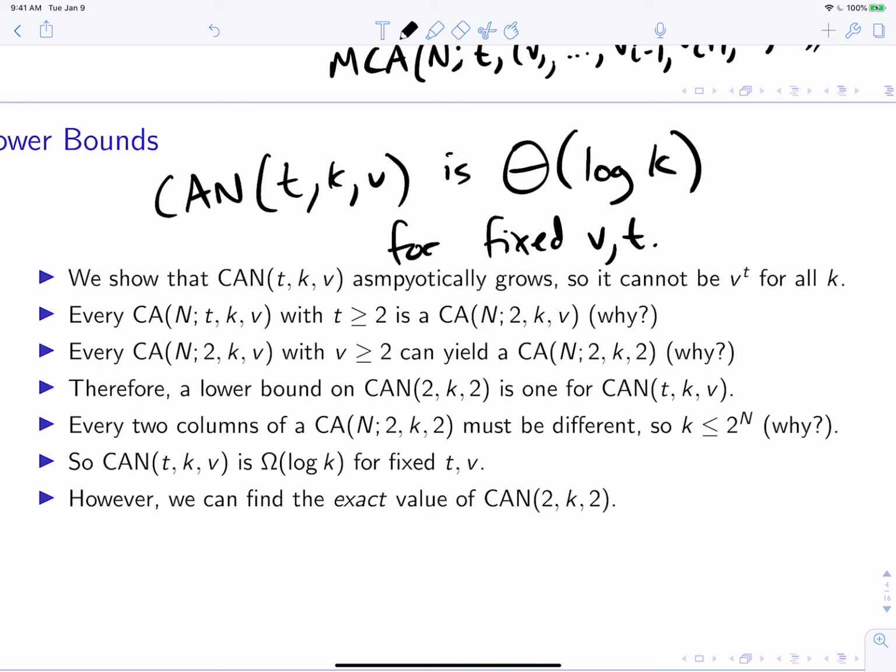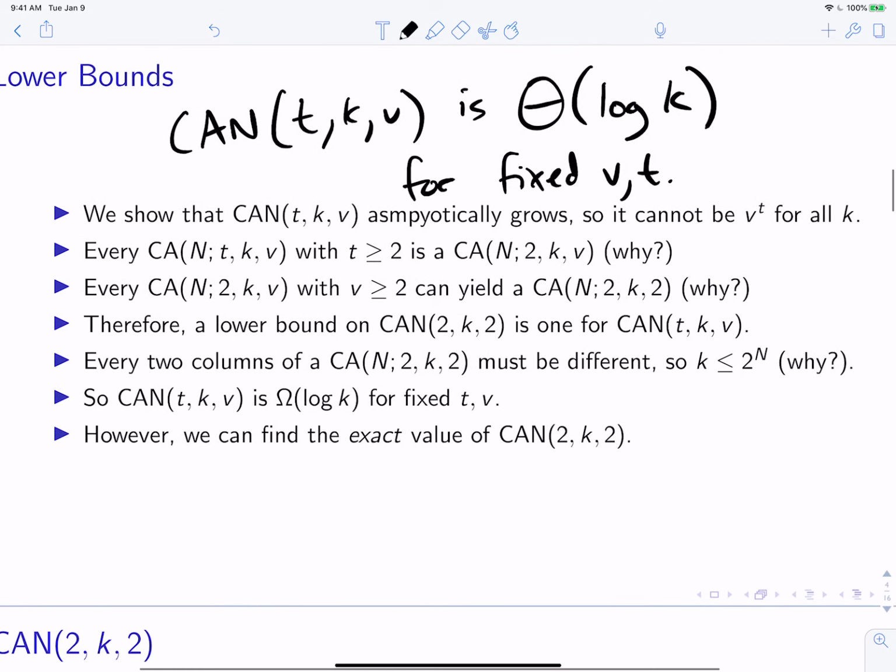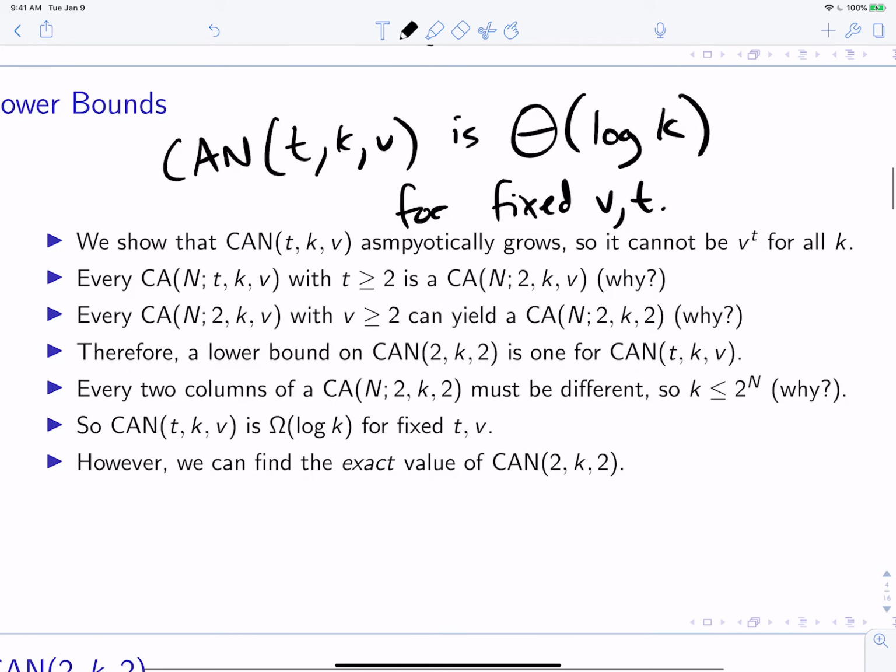So if I have a billion columns and I try to contrast that with a trillion columns, then if I try to plot that, it would look like a logarithm curve. That's all I'm trying to say. Okay, so it's just some constant times log K. We haven't shown that, we will show that.